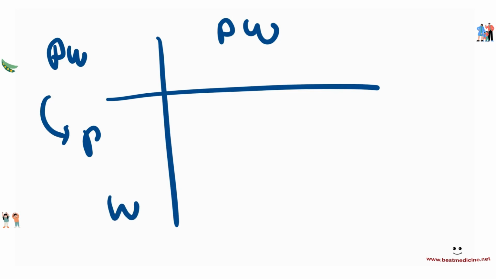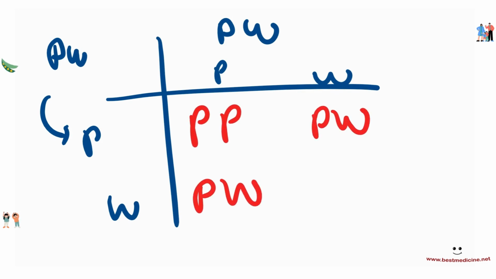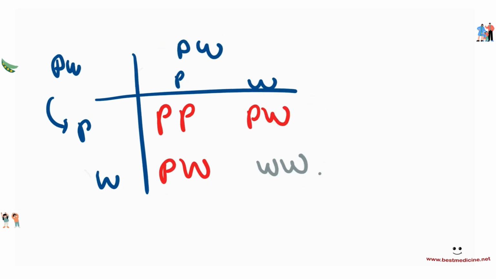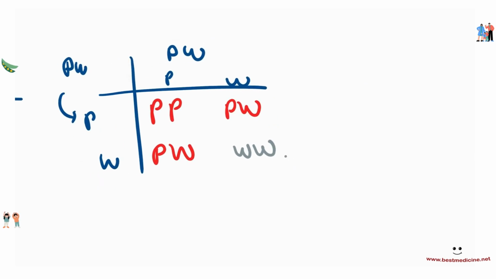P and W and P and W. So when we cross them with each other, we get PP, PW, PW, and WW. Right? So in the first one, we have purple alleles, and therefore the resultant phenotype of the flowers is going to be purple. The second one, we have the purple allele, so it's also going to be purple.